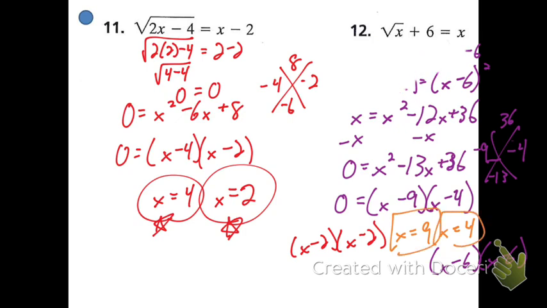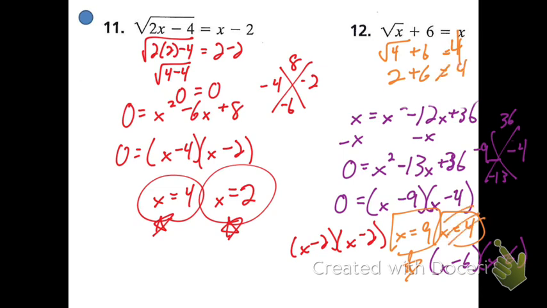Square root of 9 plus 6, is that equal to 9? So is it 3 plus 6? Yeah, it's equal to 9. That one works. So way to go, 9. Proud of you. Good work. If we try 4, the square root of 4 plus 6, is that equal to 4? Uh-oh. 2 plus 6 is not equal to 4, so 4 is not working out for us. So we get rid of that solution. So only one, just x equals 9.